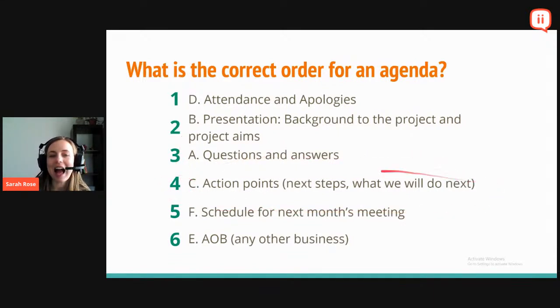The action points come after this part of the meeting, because the action points are usually what you decide in this part of the meeting. So say the project is about printing books. In the question and answers, you might say, how will we print the books? And you say, I don't know. Claudia, will you find out? And Claudia says, okay. So that's an action point. The action point comes after the discussion because it's the decisions of what people are doing next, what we will do next. Okay, good.